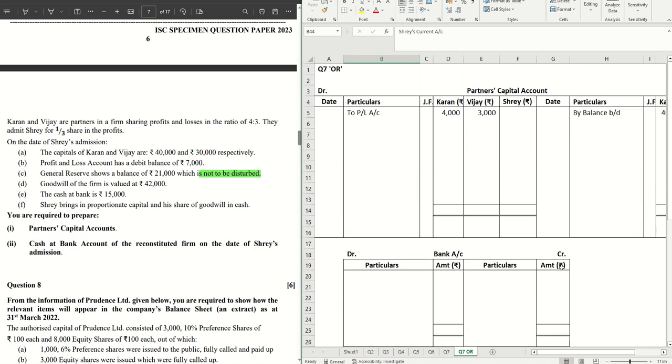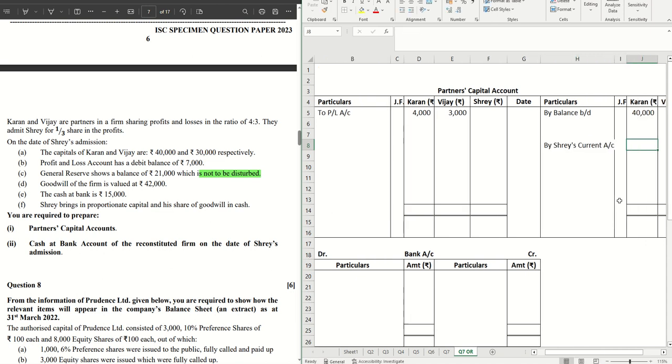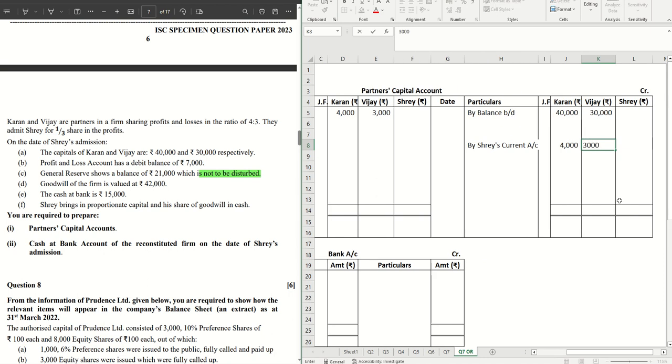Let's go to the capital account and plot that. So that will be by Shrey's current account, 4,000 and 3,000 straight away. Now we do not know yet how much money the new partner is bringing in. So we are just making a provision for that.